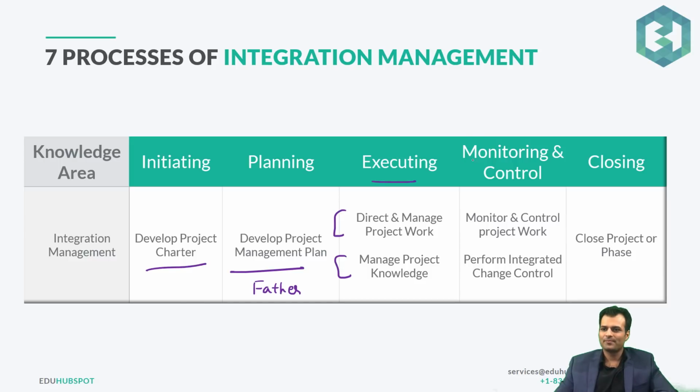Then in the monitoring and controlling section, we have 2 processes: monitor and control project work, and perform integrated change control. Monitor and control project work is about a comparison of planned and actual: what you planned and what you actually did. For example, if your plan is to complete all the integration videos today, but you just completed three videos, there is a variance, right? In all, there would be 7 to 8 videos in this chapter, but you just covered 3. So there is a variance of 4 or 5, whatever. So an important one, monitor and control.